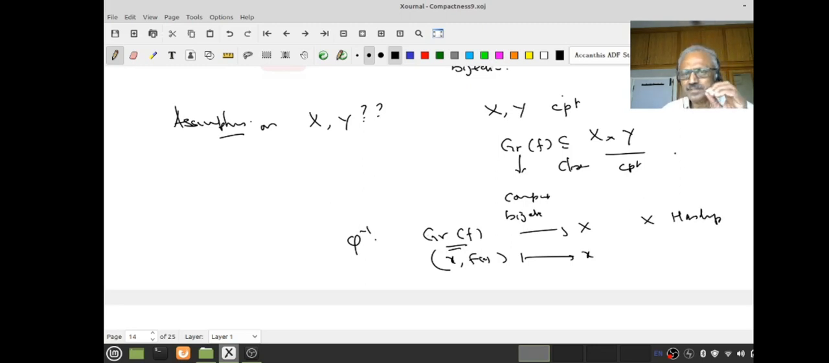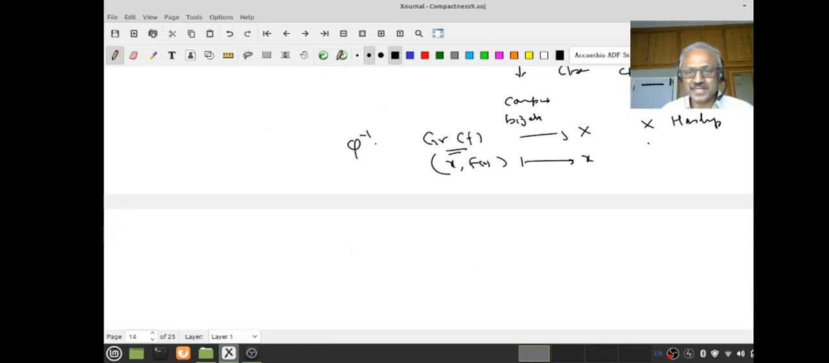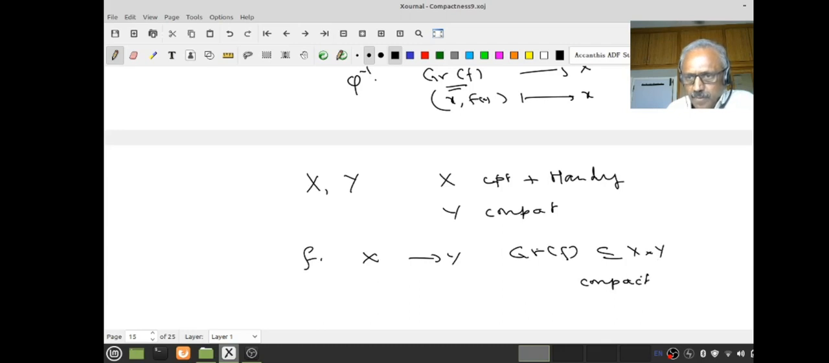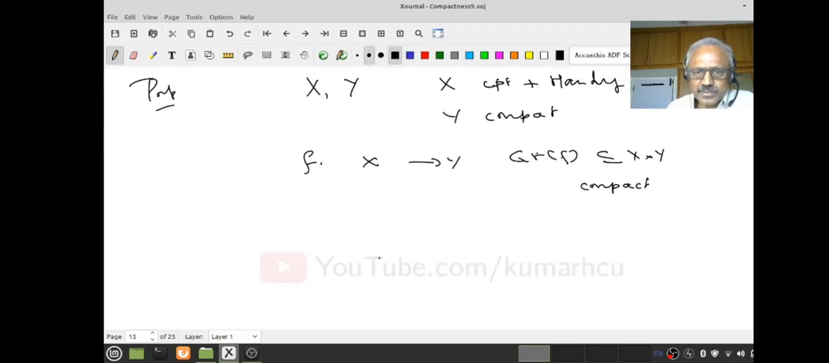I'm just trying to think through, rather than stating a theorem, why the hypotheses are made. So what is our assumption now? X is compact plus Hausdorff and y is compact, and f is a map from x to y, so that graph of f is a compact subset. So this is the proposition I want to prove: then f is continuous.